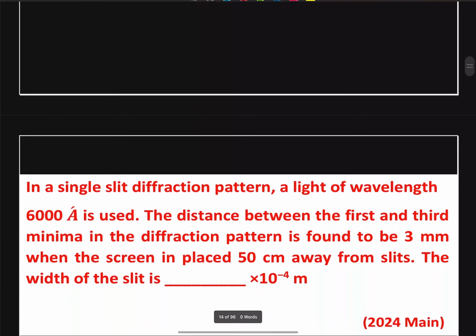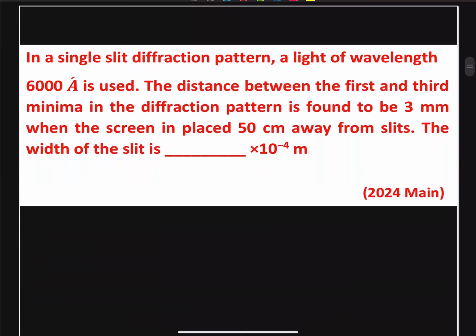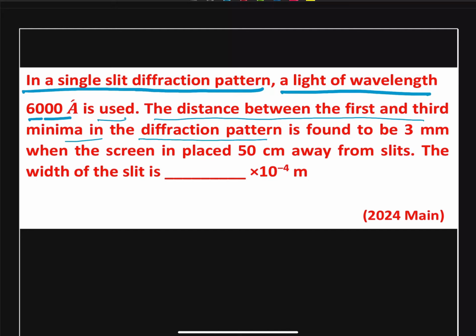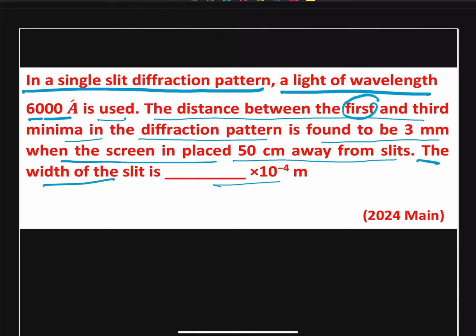Next question. It states that in a single slit diffraction pattern, light of wavelength 6000 angstrom is used. The distance between the first and the third minima in the diffraction pattern is found to be 3 mm when the screen is placed 50 cm away from the slit. We have to find out the width of the slit in this case.